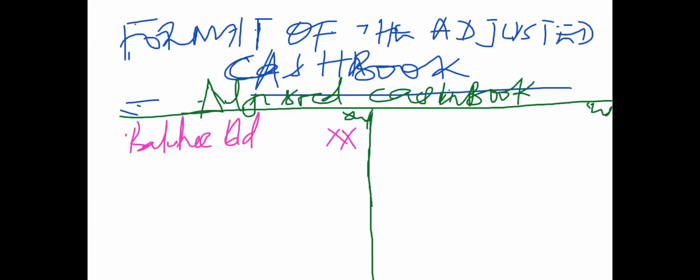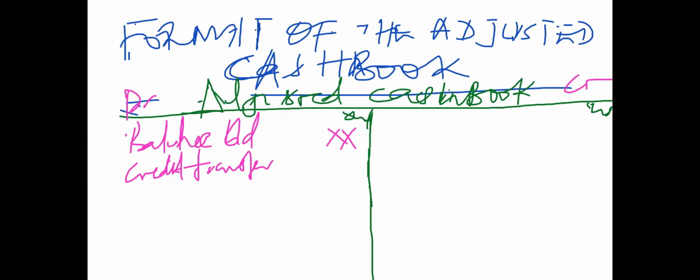For example, if you look at the debit side, because this is the debit side of the cash book, and this is the credit side. So if you look at the debit side, the most common things that you will see, we have things like credit transfers or direct deposits. The other name is direct deposits or direct debits.